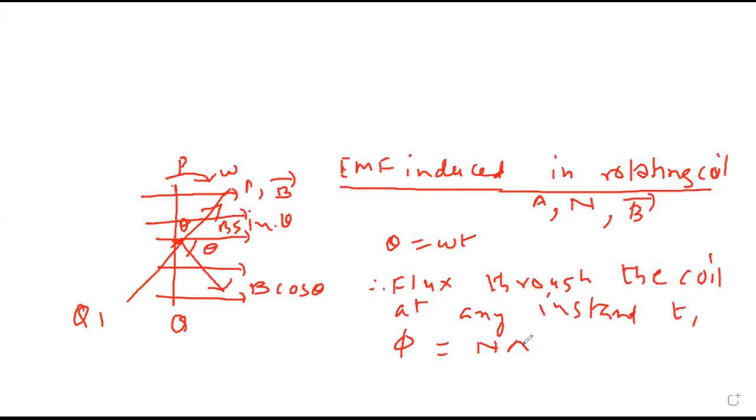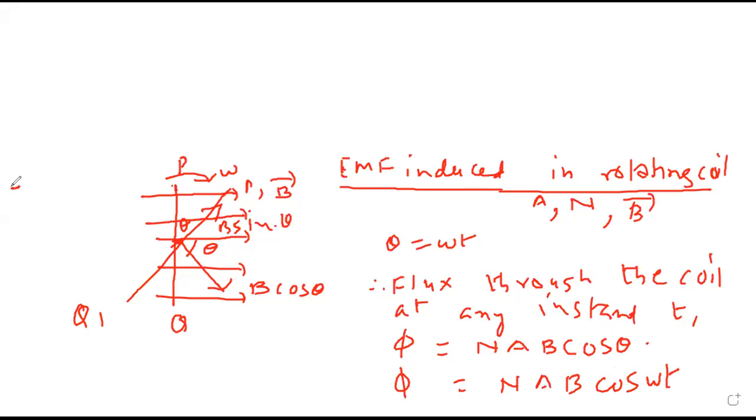phi equals NAB cos theta. So flux is NAB cos omega t.